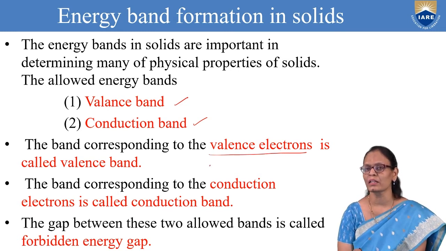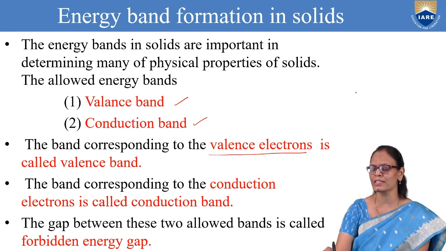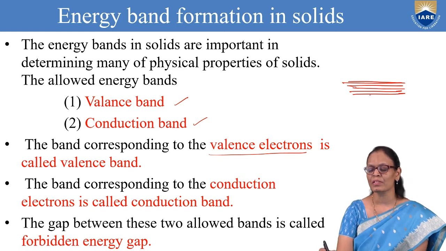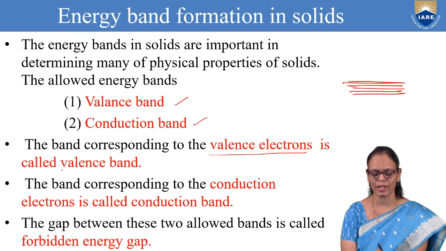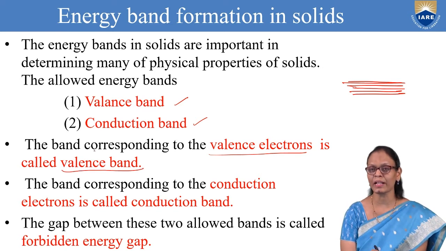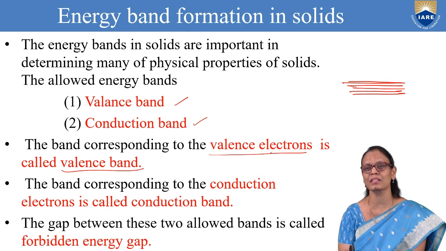If I represent the energy levels of all the valence electrons put together, whatever their energies are, they are very closely spaced even after interaction. So they form a band and we call it the valence band. So what is valence band? It is the band corresponding to the energies of the valence electrons.